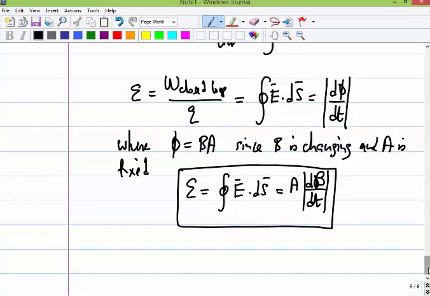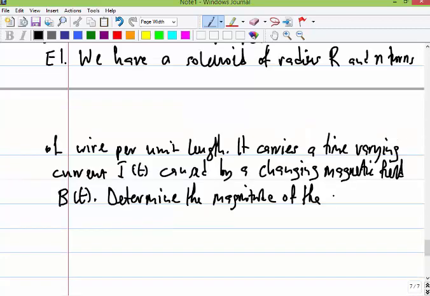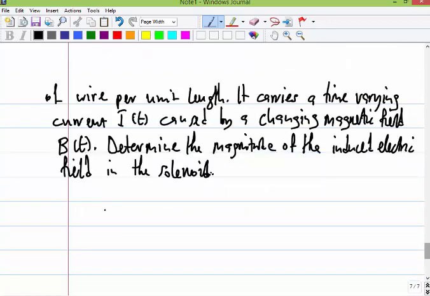So let's look at an application of this where we look at the induced current in a solenoid, or in a loop that looks like a solenoid. Let's look at an example of the electric field due to a changing magnetic field in a solenoid. Determine the magnitude of the induced electric field. Let me draw a picture for us. Say we have a solenoid this way, and we have current going through this way. So if the current is going through that way, then the field is this way.